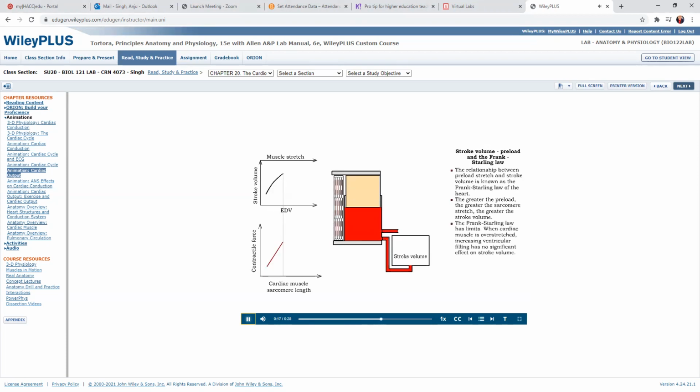The Frank-Starling law has limits. When cardiac muscle is overstretched, increasing ventricular filling has no significant effect on stroke volume.